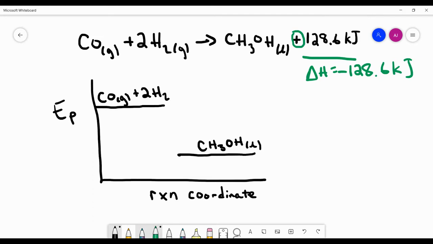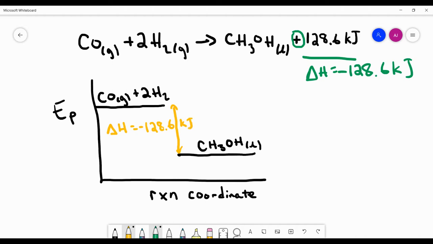And then what we'll do, and I'll draw it in a different color here, is draw a vertical line. Sometimes you'll see it with two arrows. Sometimes you'll see it just going from reactants to products. And here I will write my delta H term. And there we go.